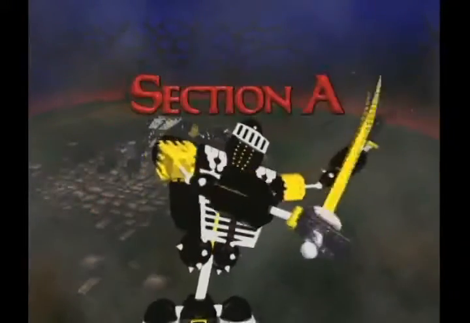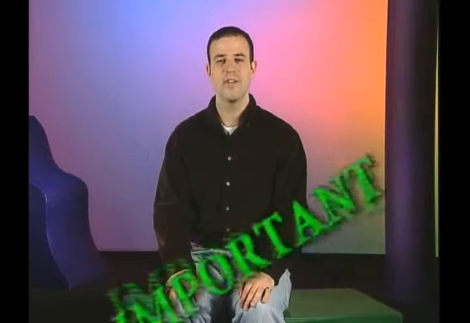Part 1. Introduction to Physics. Section A. What is physics? Physics is the study of how things work. Everything we do and use is governed by the laws of physics. Here's an important thing to know.